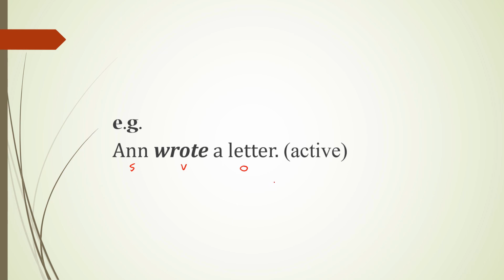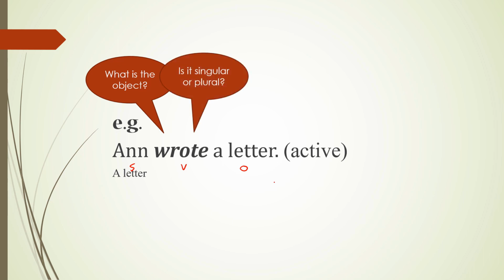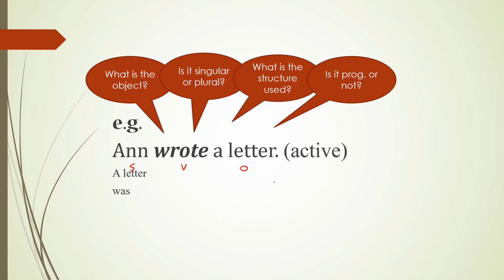Consider these questions. First, what is the object? The object is a letter. Second, is it singular or plural? It is a singular subject. What is the structure used? The structure that is used is simple past. So the to be for singular subject and simple past is was. Then the next one, is it progressive or not? No, it is not progressive. So you do not need to add being.